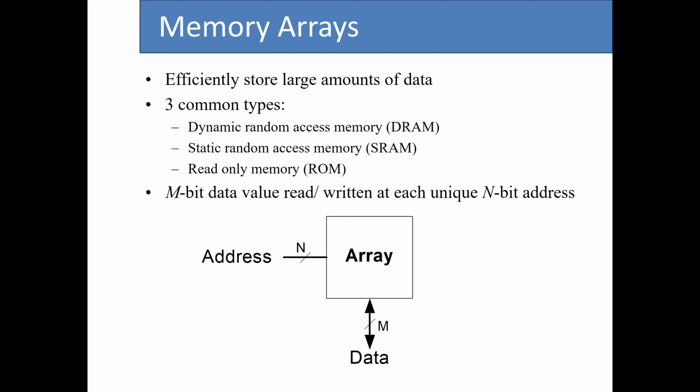The general design or schematic of a memory array looks something like this. We have n bits of address, which specify the number of rows that we can have in our memory array, and each row has m bits of data. This data can be either written to a row or read from it. So we have an m-bit data value to be read or written at each unique n-bit address.